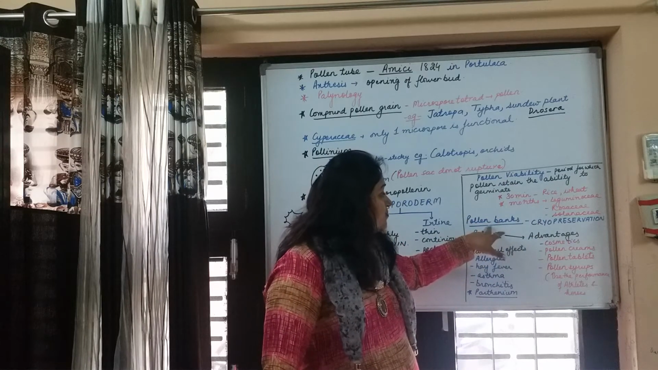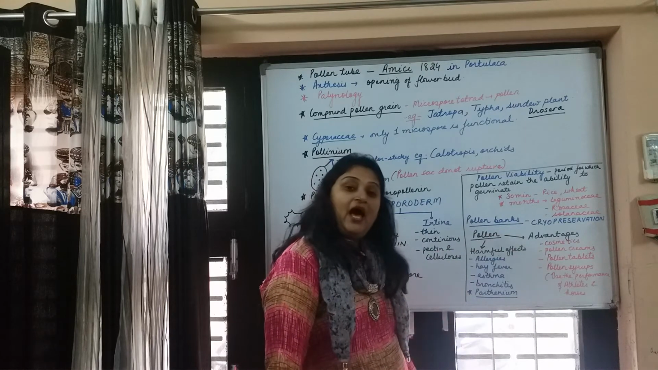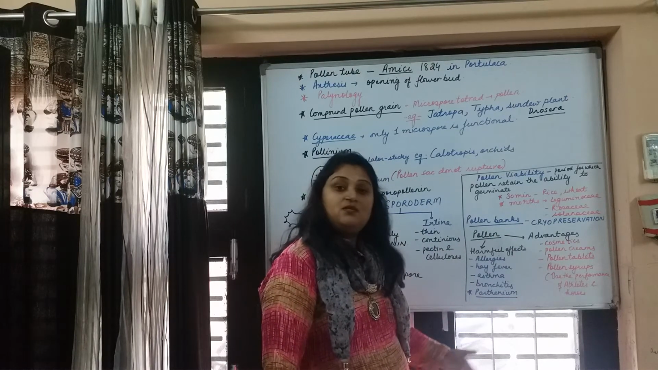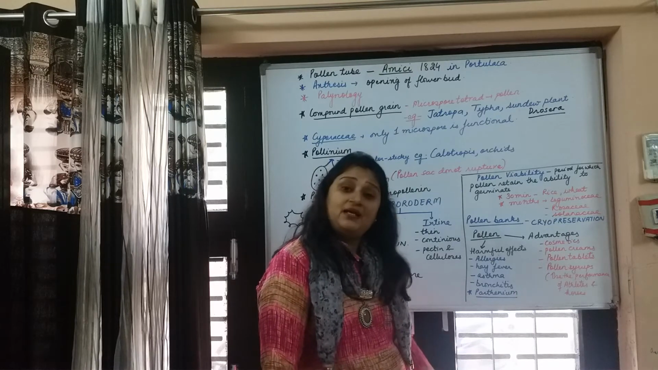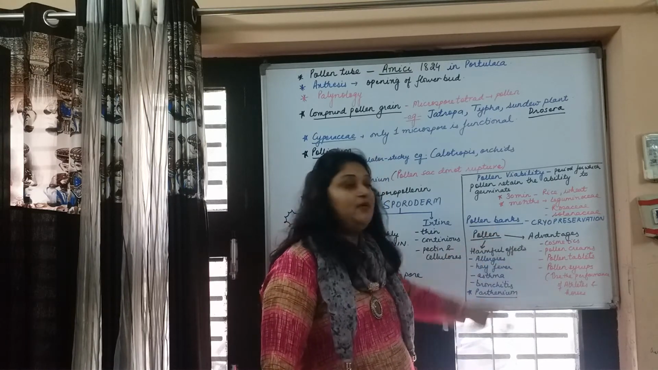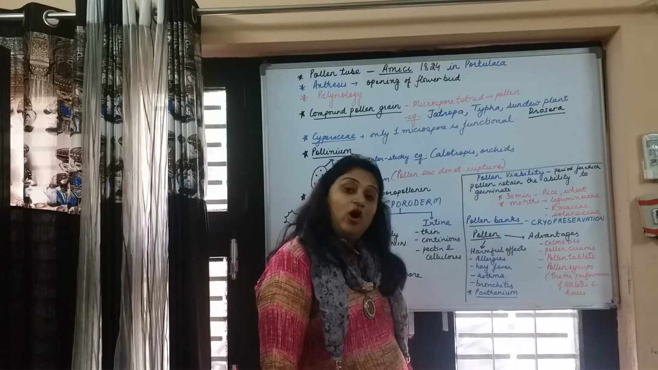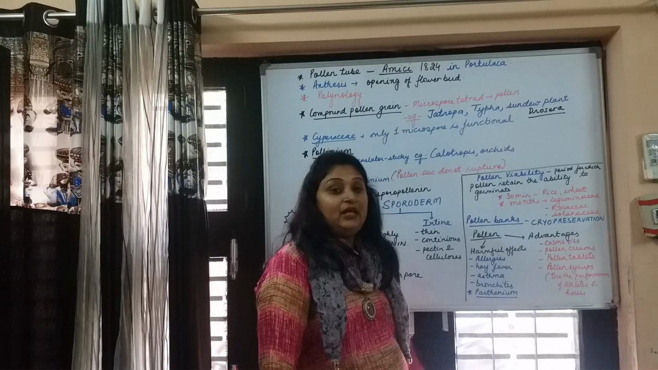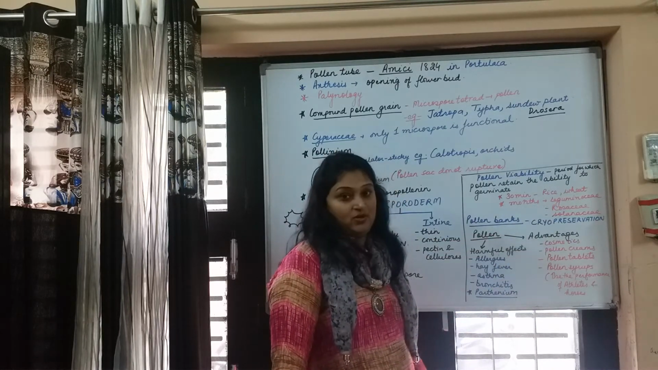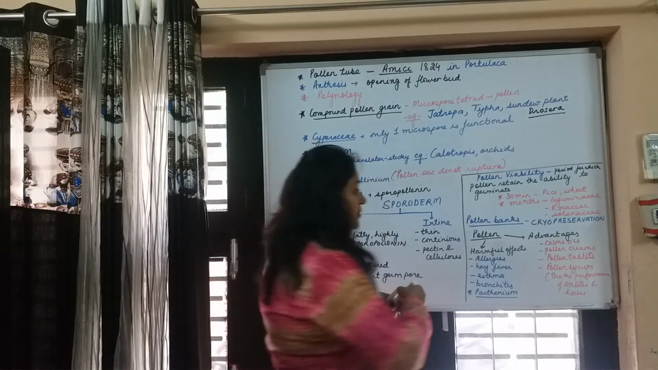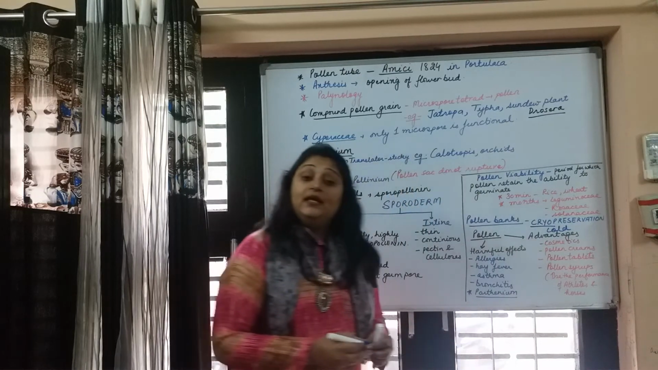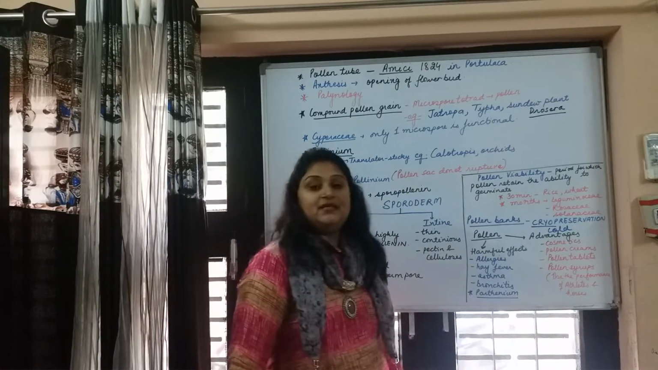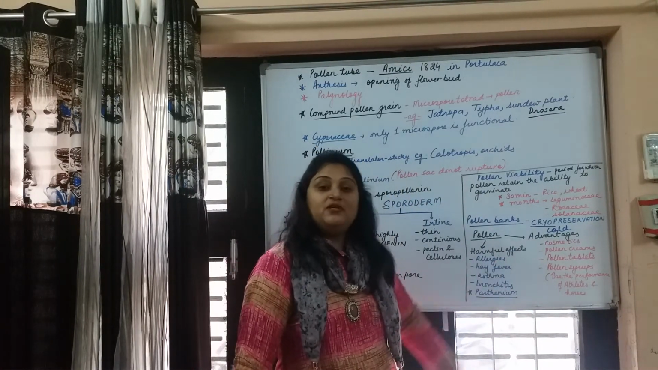Now, next is pollen banks. We have pollen banks, as sperm banks are there, stem cell banks are there, blood banks are there. In the same way, pollen banks are there. The pollen is preserved by a technique called cryopreservation. The cryo word means cold. These pollen grains are preserved by the cryopreservation technique.